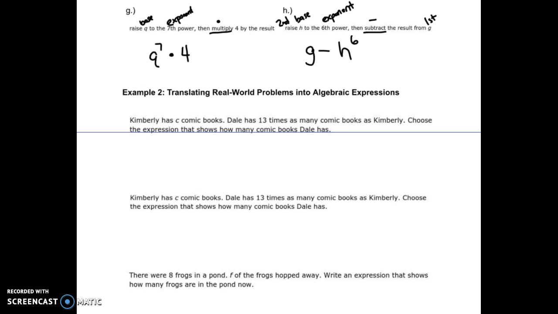So it's going to be 13 times the amount of comic books that Kimberly has. So 13 times C. So ignore the second one. It's the same as the first one. I just put it on there twice for some reason. Go ahead and mark that one out. We don't need to do that one.